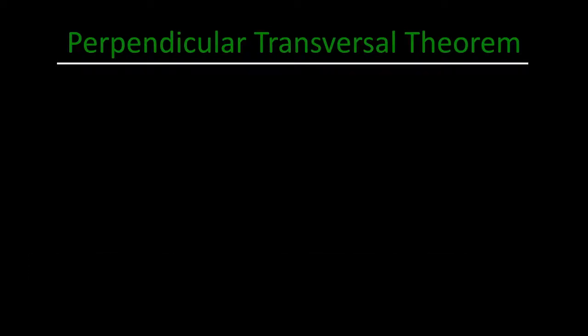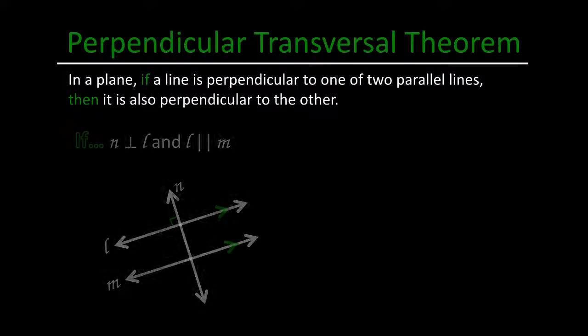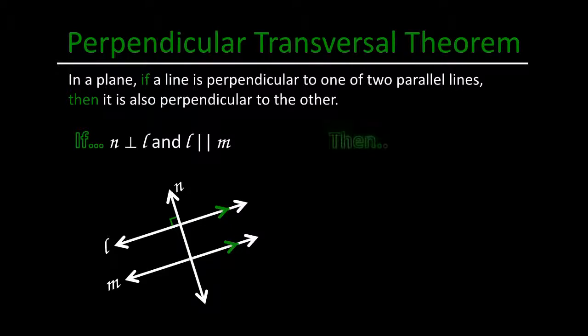So our perpendicular transversal theorem states, in a plane, if a line is perpendicular to one of two parallel lines, then it is also perpendicular to the other. So if we have N is perpendicular to L and L is parallel to M, then N is perpendicular to M.